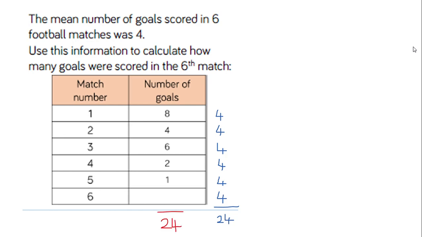So what's the missing one? If we just add up what we've got there already, we should find that we've got 21. So the missing amount is going to have to be 3 to make our total equal 24. Well done if you got that one right.